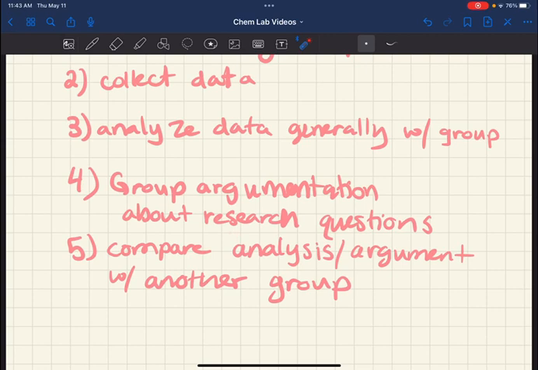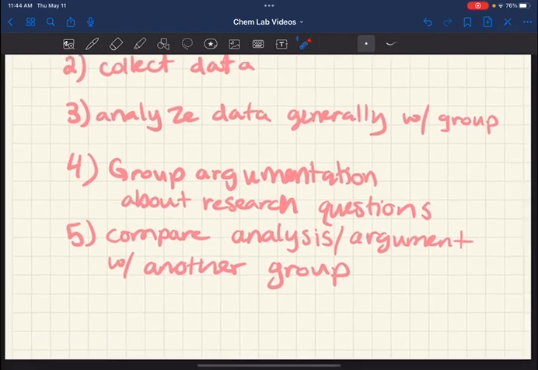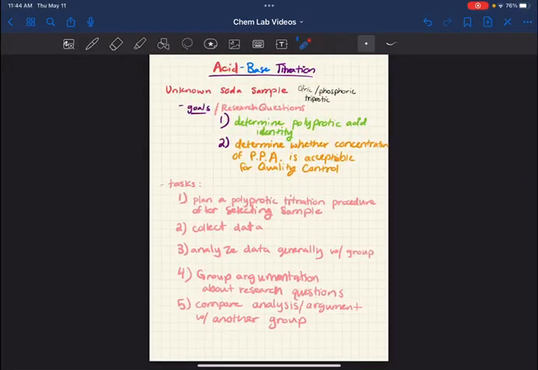And after you have done that, you can compare with another group. And the value in this is that you can see how other people have worked through this analysis and see if what you did is reasonable, or even give another group feedback so that they can get more on track with how they have analyzed their data. So that is the overview of this experiment.